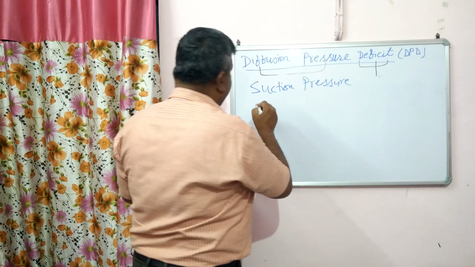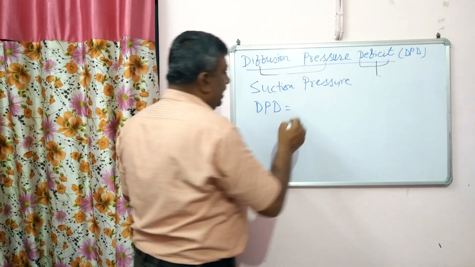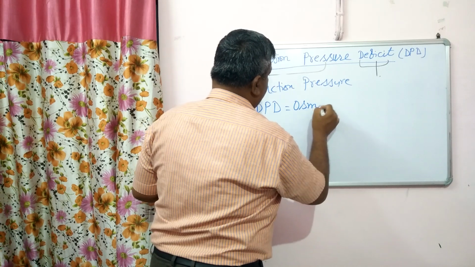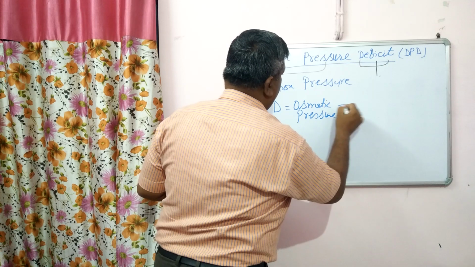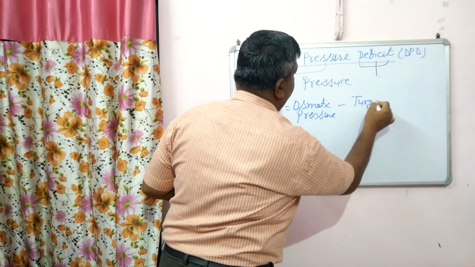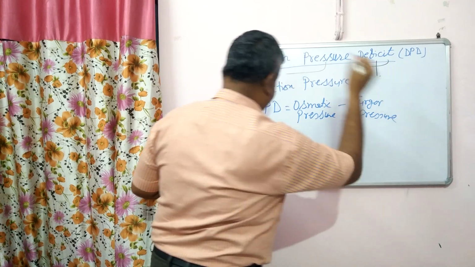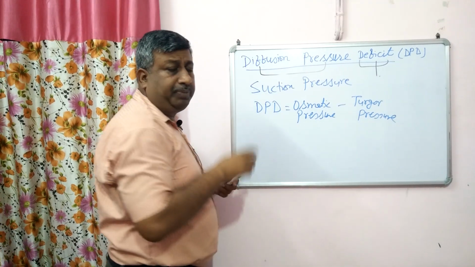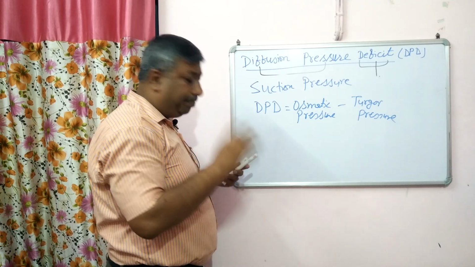And this DPD is calculated as osmotic pressure minus turgor pressure. Now what is osmotic pressure or turgor pressure? So please watch the lecture on what is osmotic potential or osmotic pressure.